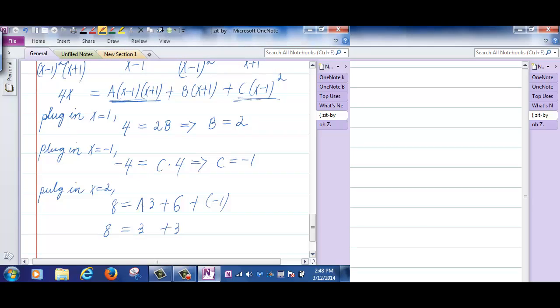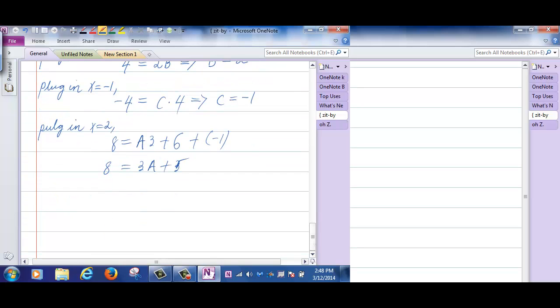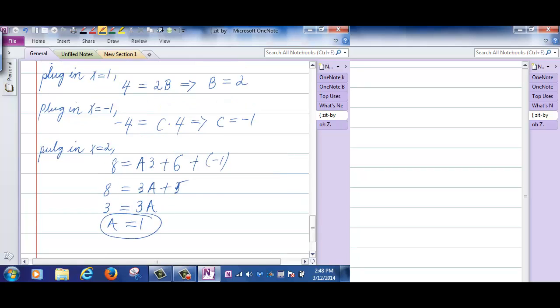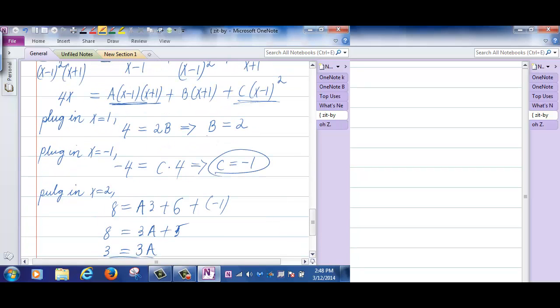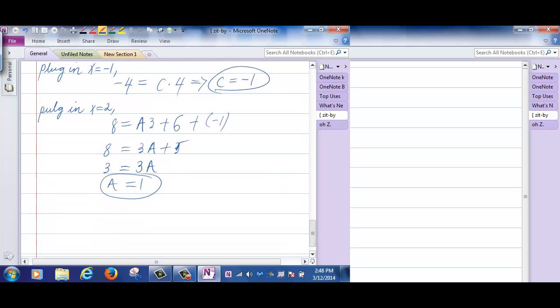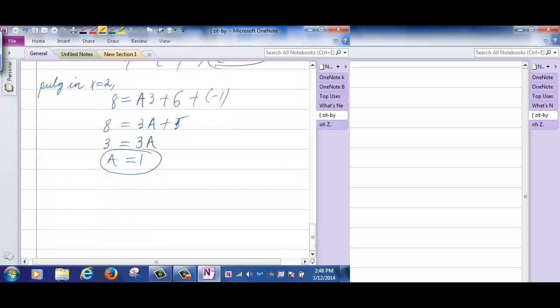So I get a here. Now this will be a 5, right? And then what do I get? This would be 3 equals 3a, right? And a is what? 1. So I get a to be 1, c to be negative 1, b to be 2. Everybody is okay with that?